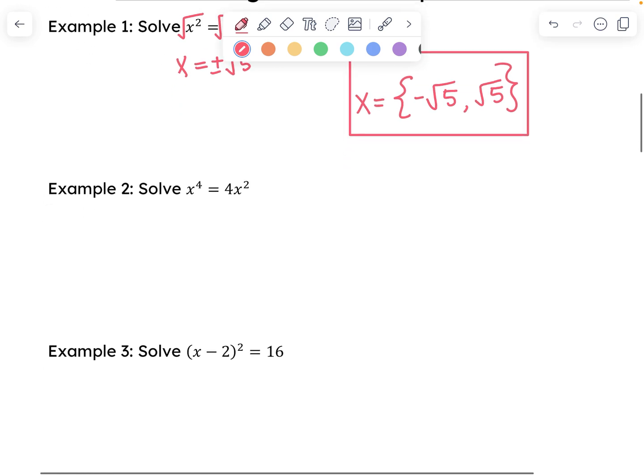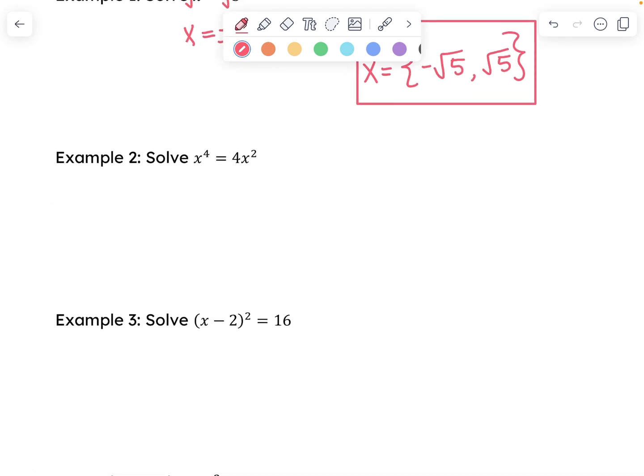If we're looking at example 2 right here, I've got x to the fourth is equal to 4x squared. So what I'm going to do is get everything onto the same side of the equation so I can factor. I'm going to subtract that 4x squared over. So I have x to the fourth minus 4x squared equals 0. Then I can factor out an x squared, which leaves me with x squared minus 4. And I can factor that x squared minus 4. That's a difference of two squares, so it's going to factor as x plus 2 and x minus 2.